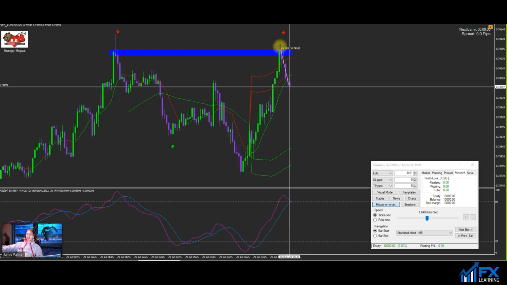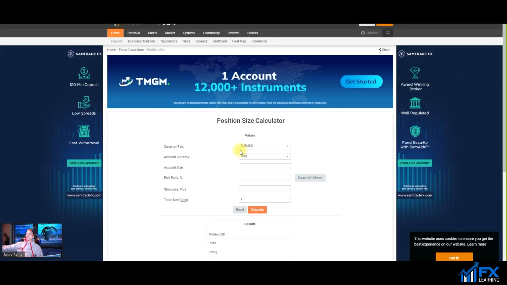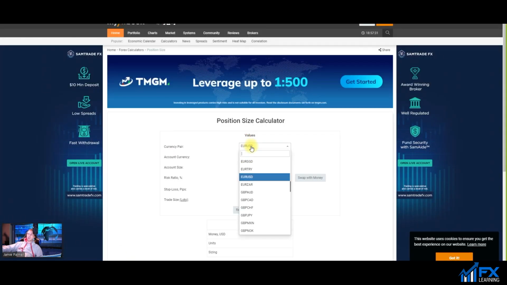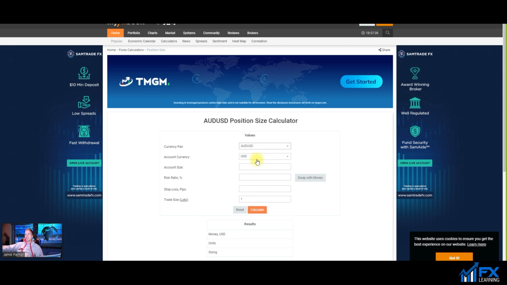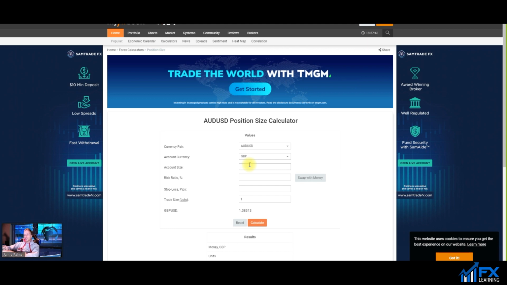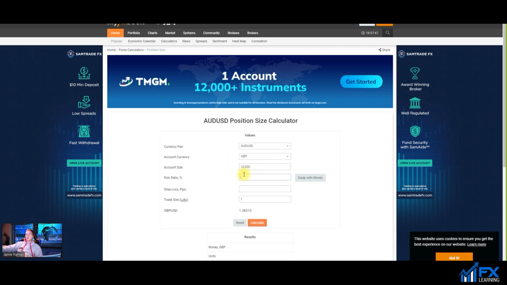So my first trade, I'm going to risk 1% off this account. So I'm going to use a stop loss of 13 pips. So let's just use this position size calculator here. My currency pair is Aussie US dollar. Account currency, let's just say it's Great British Pound. My account size is, like I said, 10,000. And my risk, like I said, I'm going to be risking 1% of my account on this trade.